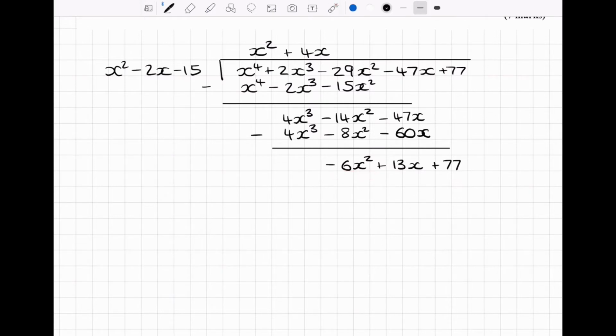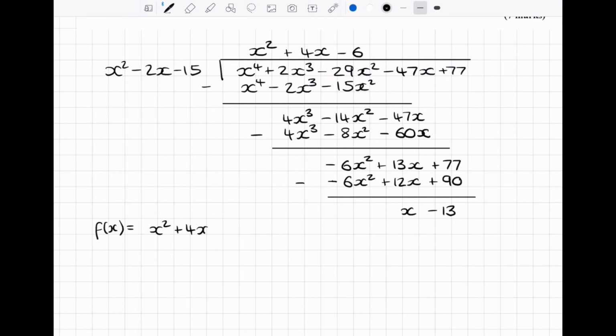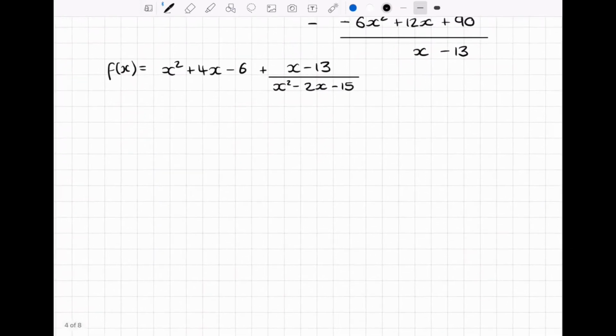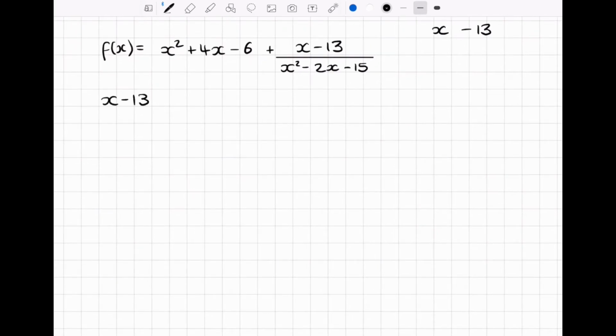To make minus 6x squared, I need to times x squared by minus 6. So if I multiply all of that out, take them away, I'm left with x minus 13. That's my remaining factor there. So I have x squared plus 4x minus 6 plus x minus 13 over x squared minus 2x minus 15. Then to separate this part, we can do partial fractions.